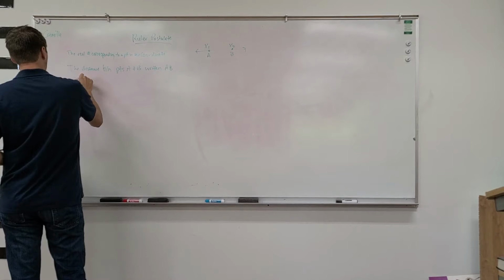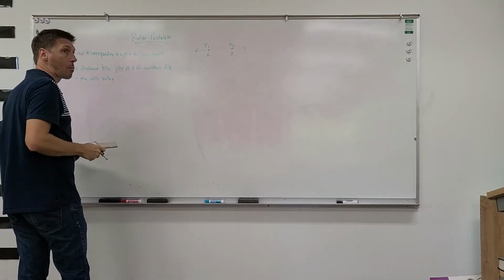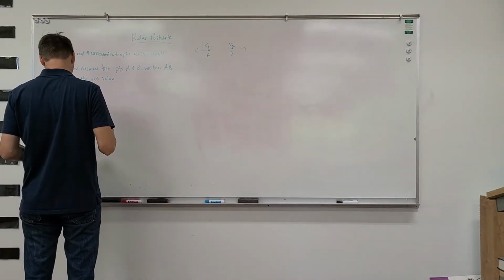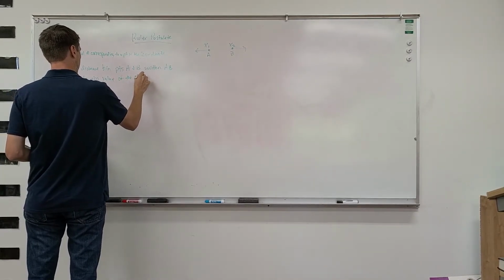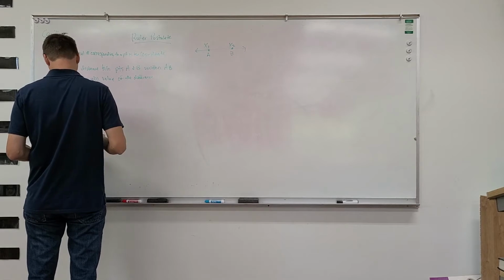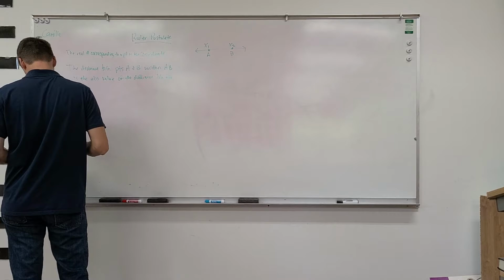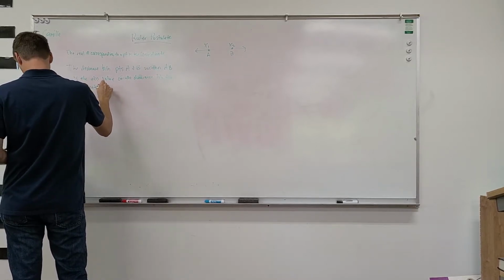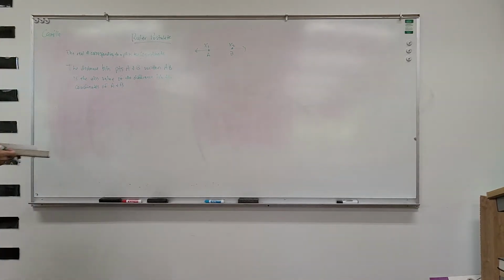is the absolute value, ABS value, of the difference between the coordinates of A and B. So that should sort of make sense to us.